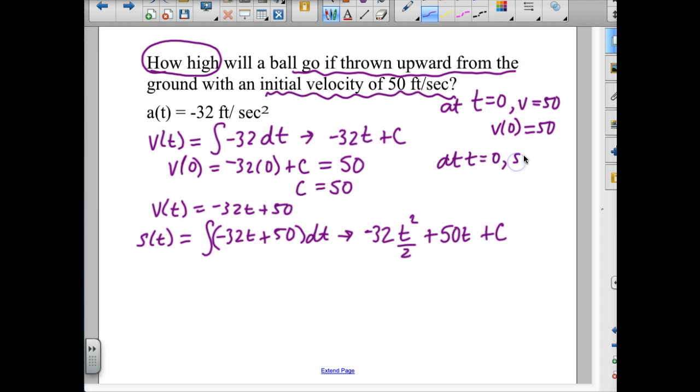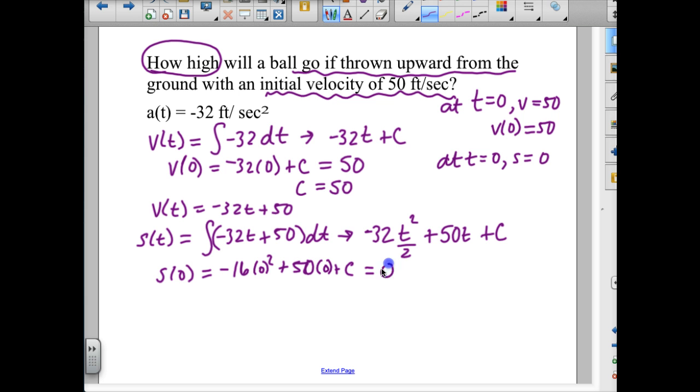what was the ball's initial position? It was 0, it was on the ground, it had no height. So s of 0, which is our equation, negative 16, just simplifying this here, t squared plus 50t plus c at 0, whoops, I should have put 0 in, sorry, negative 16 times 0 squared plus 50 times 0 plus c.